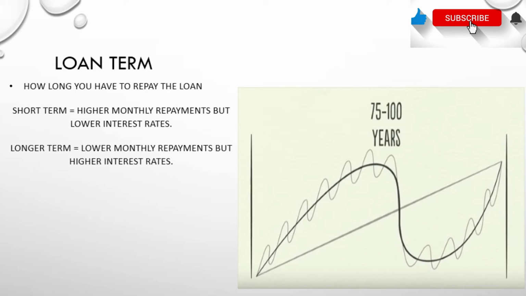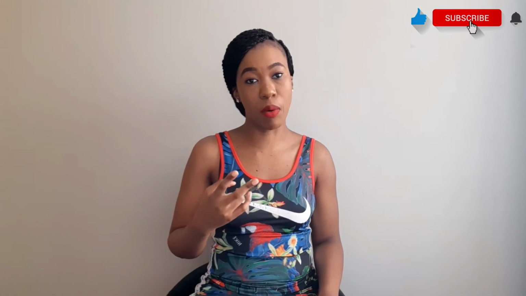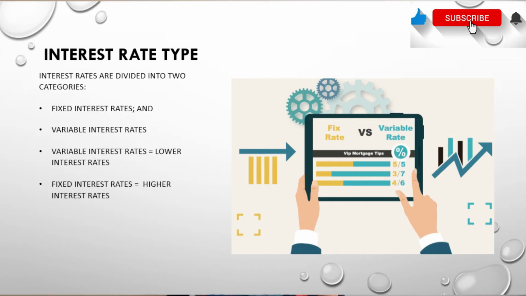Right? And then the next one is the interest rate type. I've spoken about this in a video. I explained that there are two types of interest rate that you are charged. You have your fixed interest rate, and then you have your variable interest rate. So the type of interest rate on your debt also has an implication on the interest rate that you are going to be charged. If you take a fixed interest rate loan, the interest rate that you are going to be charged will slightly be higher. Whereas if you take a variable interest rate, the interest rate that you are going to pay on your debt will slightly be lower.